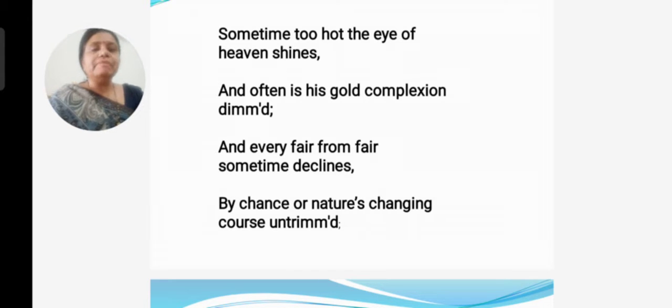So the same undertones we can feel in this line also when he says, "every fair from fair sometimes declines." Now here he is talking of physical beauty. So fair from fair, however fair and beautiful you are, the beauty declines with time.